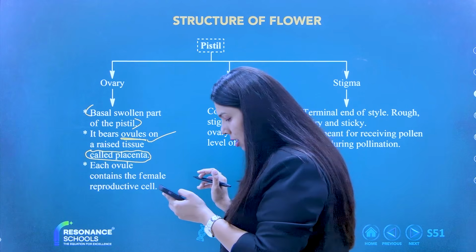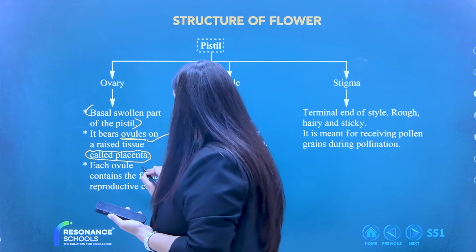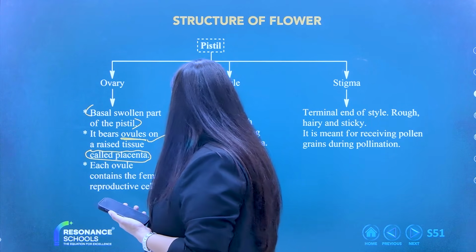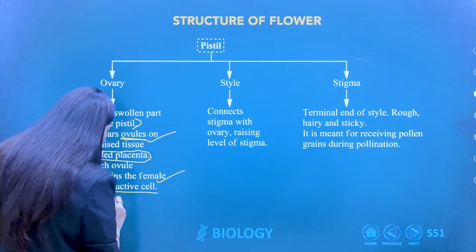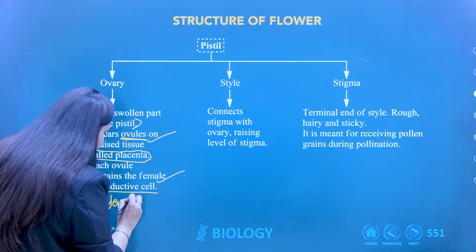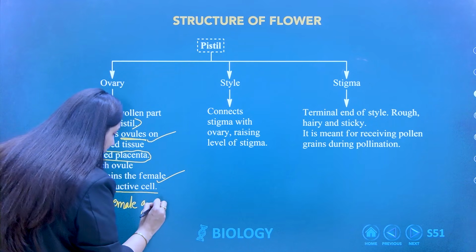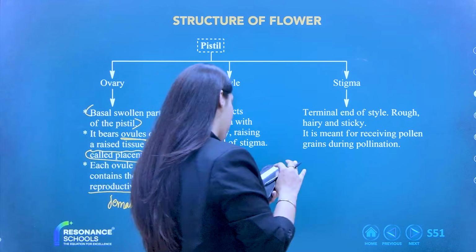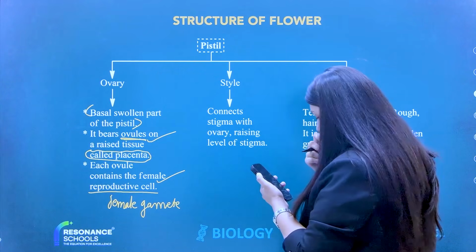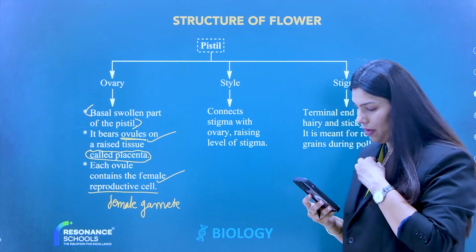Okay, fine. Now, each ovule contains what? A female reproductive cell. This reproductive cell was also called in the previous slide a female gamete. Correct? It was also known as a female gamete.